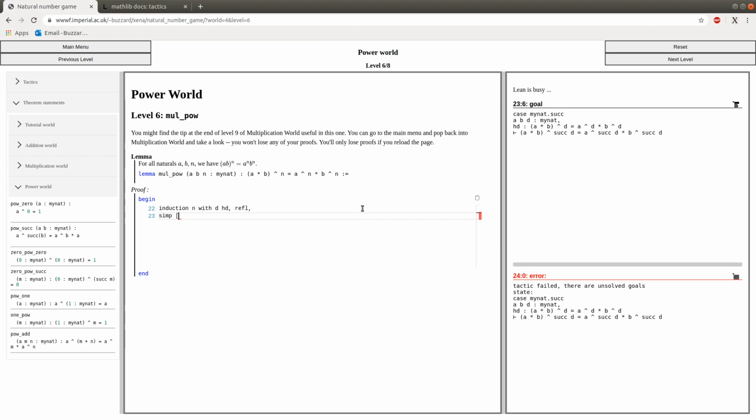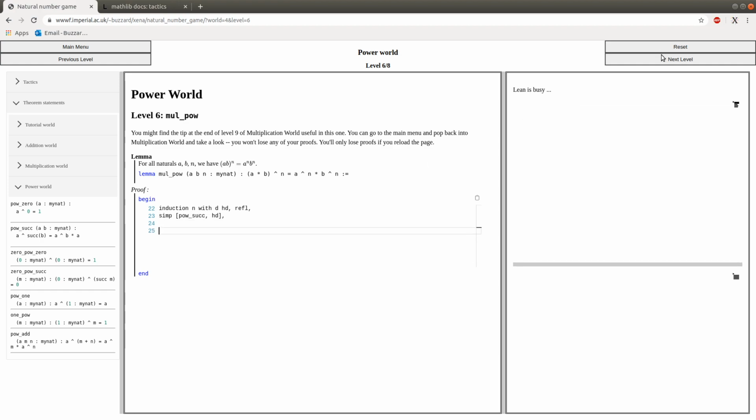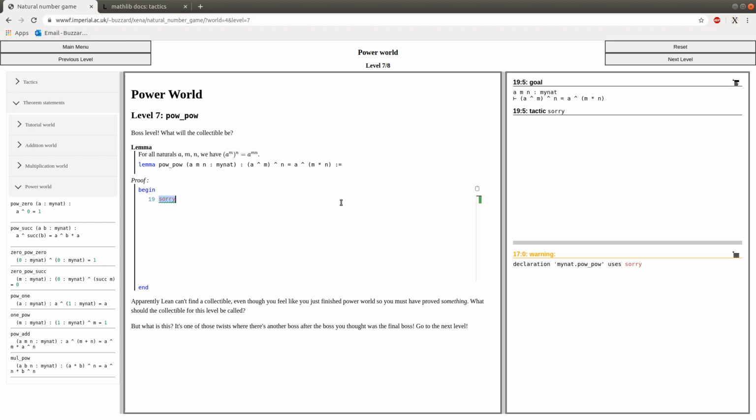Let's simp pow suck and the inductive hypothesis. How far will that get us? That gets us as far as everywhere. So there's that. And finally, oh no, the last but one. Boss level is pow pow.